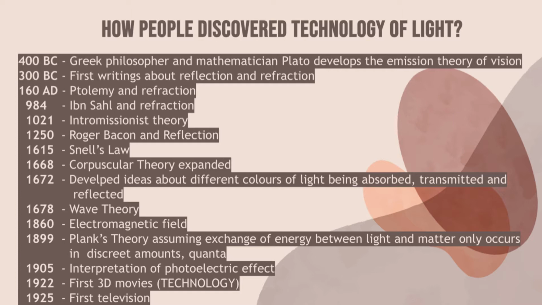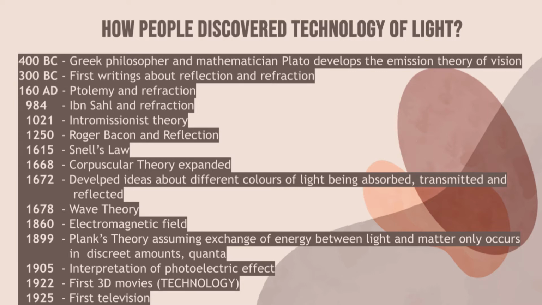Isaac Newton expanded the theory originally set forward by Gassendi that light is made up of small discrete particles called corpuscles, to claim that light is made up of different parts. Then he explained the colors, demonstrating how white light can be separated into a spectrum of colors with a prism. He developed ideas about different colors of light being absorbed, transmitted, and reflected.